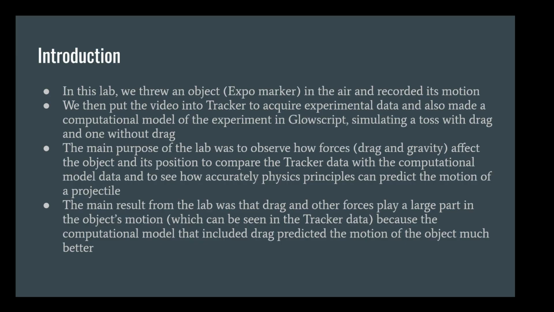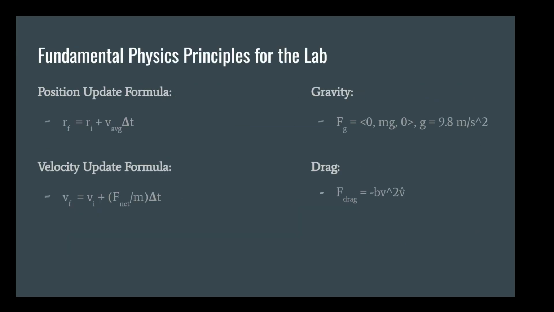The main result from the lab was that drag and other forces play a large part in the object's motion, which can be seen in the Tracker data, because the computational model that included drag predicted the motion of the object much better. Some fundamental physics principles we use in the lab are the position update formula, velocity update formula, gravity, and drag, which will be mostly used in the computational model.